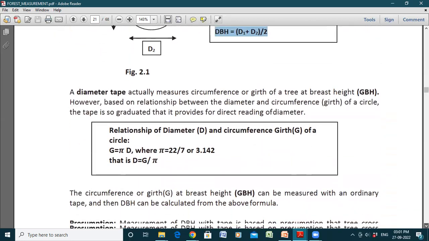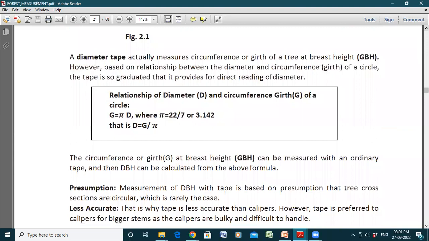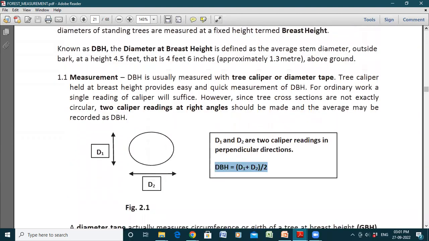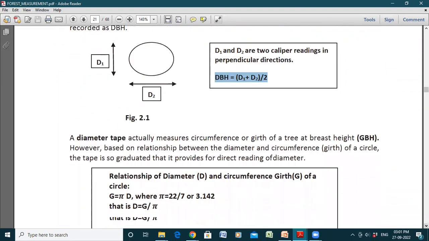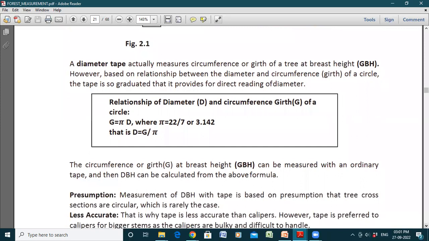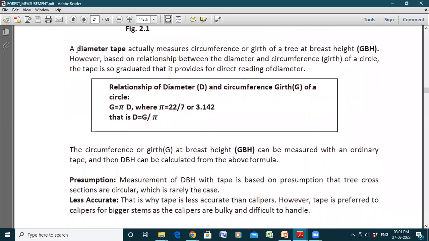Now what is diameter tape? I told you that this particular diameter tape or tree caliper is used to measure the diameter. Now this diameter tape actually measures the circumference or girth of a tree at breast height. However, based on the relationship between the diameter and circumference, or girth, of a circle, the tape is so graduated that it provides for directly reading the diameter.